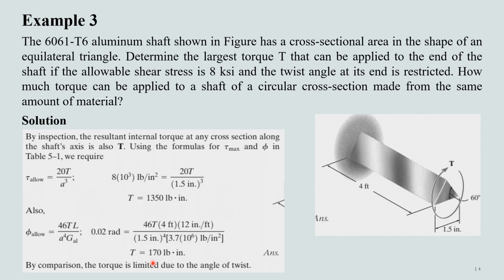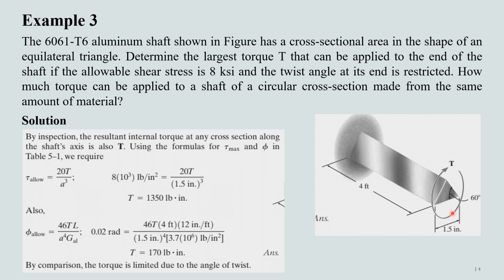Okay, so now we are on our third example. Here we have an aluminium shaft that has a cross-sectional area in the shape of an equilateral triangle. We have to determine the largest torque that can be applied to the end of the shaft if the allowable shear stress is 8 ksi and the twist angle at its end is restricted.